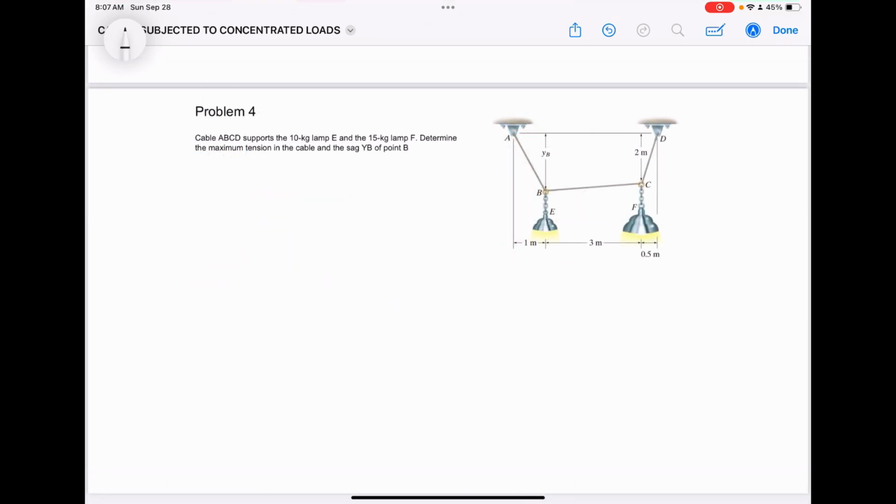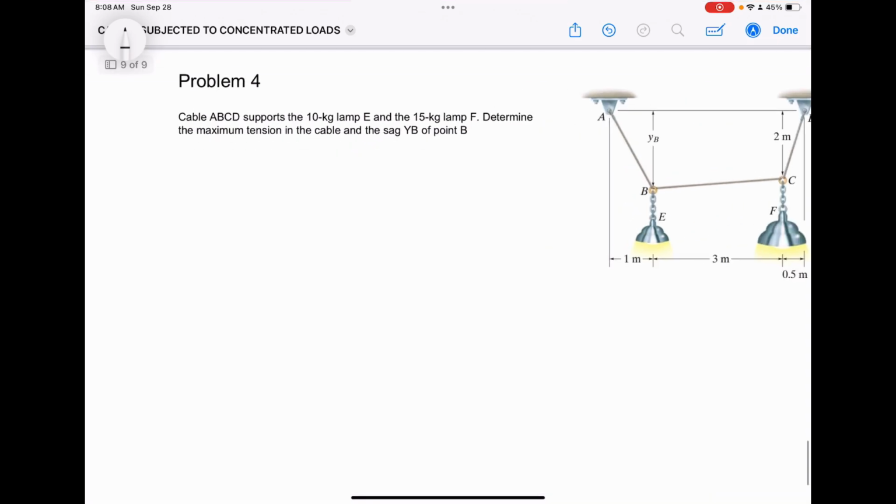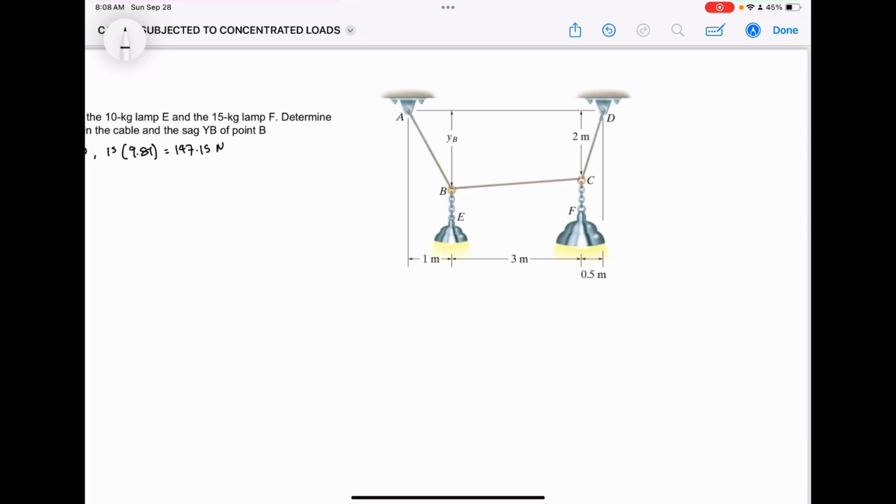So, problem 4. Cable ABCD supports the 10 kg lamp E and the 15 kg lamp F. Determine the maximum tension in the cable and the sag YB of point B. So, we can start by converting the masses into newtons. 10 times 9.81 is equals to 98.1 Newton, while 15 times 9.81 is equal to 147.15 newtons. So we can 98.1, then 147.15.